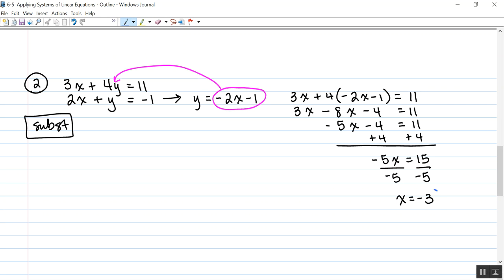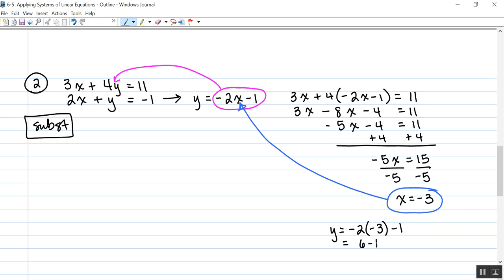Let's take that -3 and plug it into this equation. I can actually use that one. I kind of like it because it's already solved for y. That's going to give me y equals -2 times x, which is -3, minus 1, or 6 minus 1, or y equals 5. So my final answer is the ordered pair, -3, 5. And I had already boxed substitution because I got to choose the method that I wanted to use.